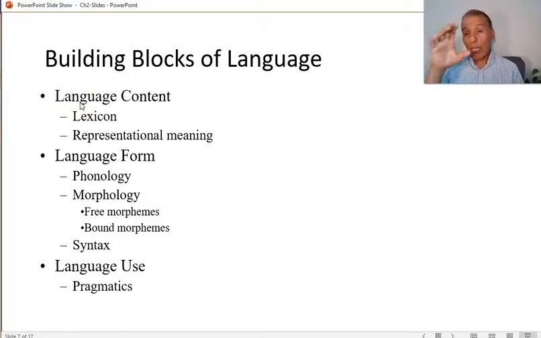Out of these 5, we describe semantics as the meaning of the language, the content of the language, and we describe phonology, morphology, and syntax as the form, the bricks, and the materials to build that language. And then language use is how to use that language to achieve specific purposes and social goals. You might use it to greet, to order, to share ideas, share thoughts, whatever purpose you are using language for in whatever context. That is pragmatics.